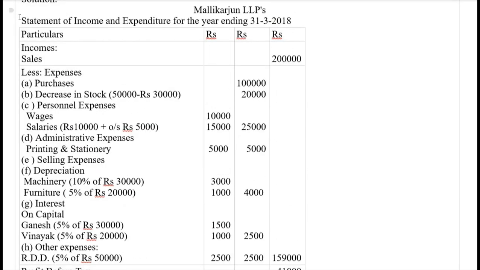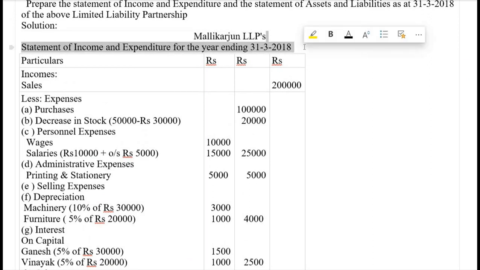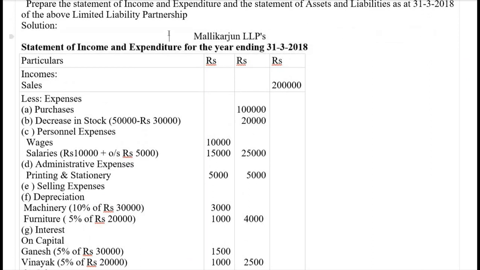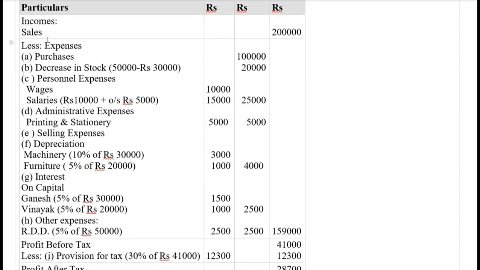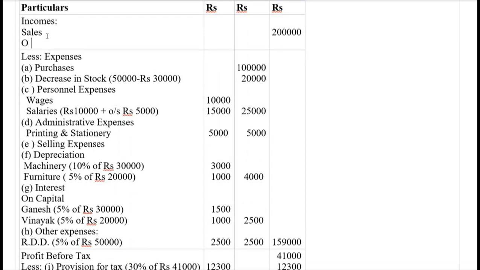So we started from the statement of income and expenditure account, right? This is the firm's name, Mallikarjun LLPs. Let me make this bold here. So the sales here, and incomes. If there are other incomes, as it is not there in the problem, just let me write here other incomes. In the problem we don't have other incomes here. So just let me put a dash here.